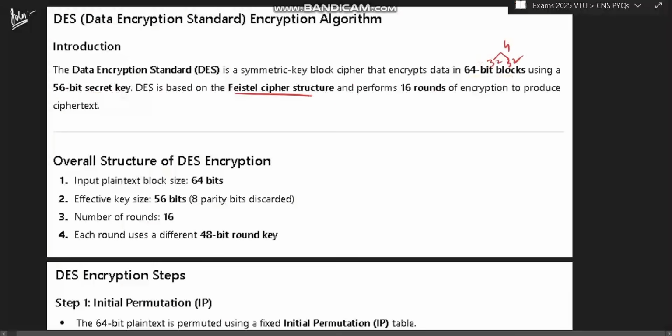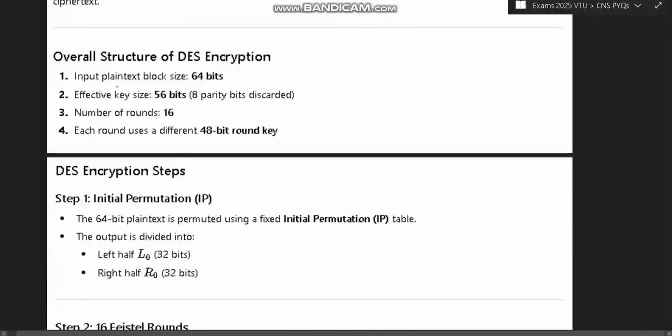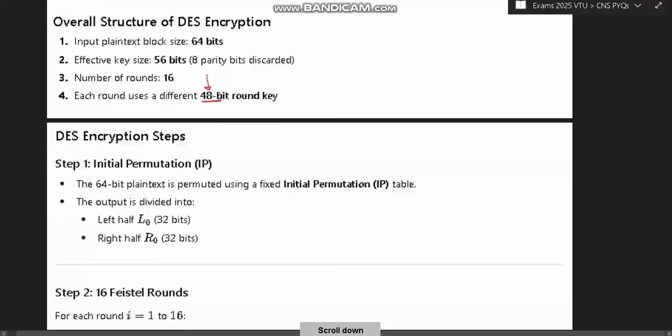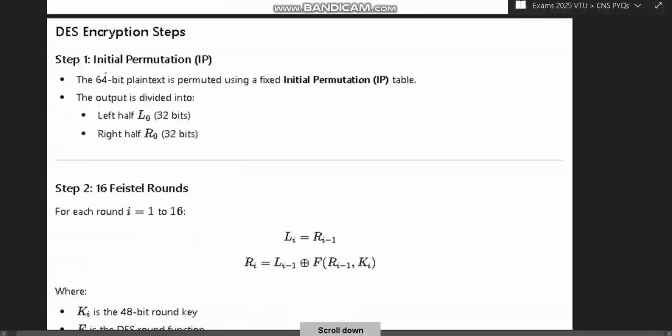DES is based on the Feistel cipher structure that performs 16 rounds of encryption to produce a ciphertext. In the overall structure of DES encryption, the input plain text is 64 bits, the effective key size is 56 bits, and the number of rounds is 16. Each round uses a different 48-bit round key. Now, the initial permutation means the 64-bit plain text is permuted using a fixed initial permutation table. The output is divided into left 32 bits and right 32 bits, which means it is mixed.